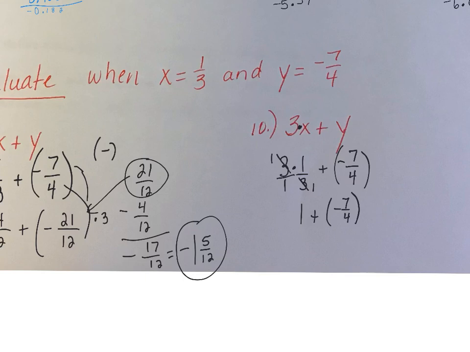Well, common denominator. Are we really going to add these or subtract them? Subtract. Common denominator is fourths. That's 4/4 plus negative 7/4. So absolute value of both of them, 7's bigger. We're going to take 7/4 minus 4/4, which is 3/4. Take the sign of the one on top, which is negative, so my answer is negative 3/4.